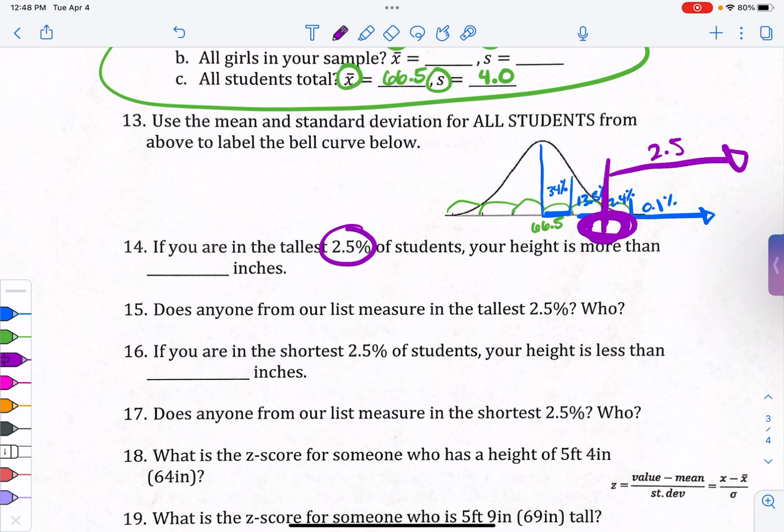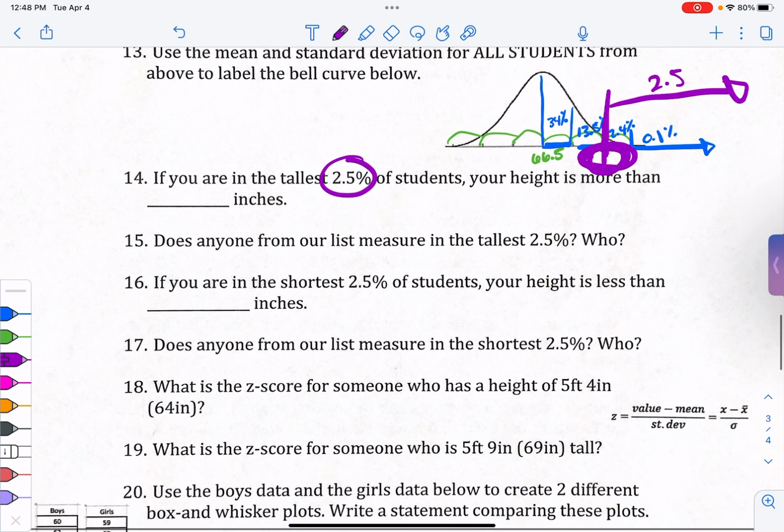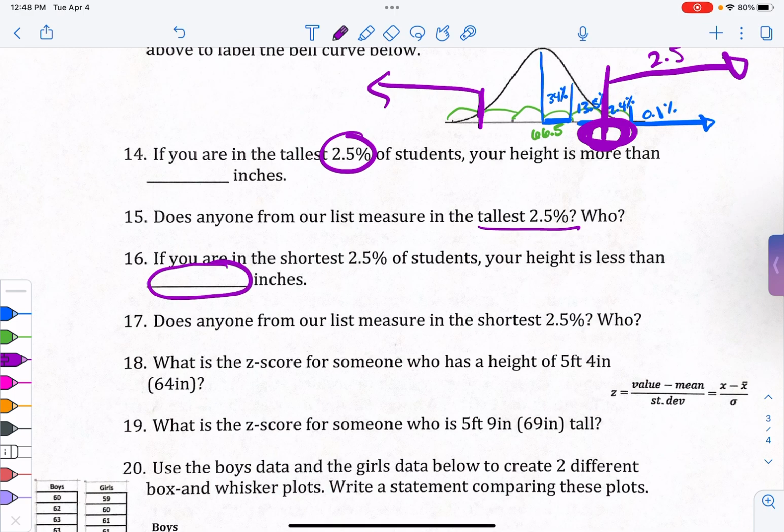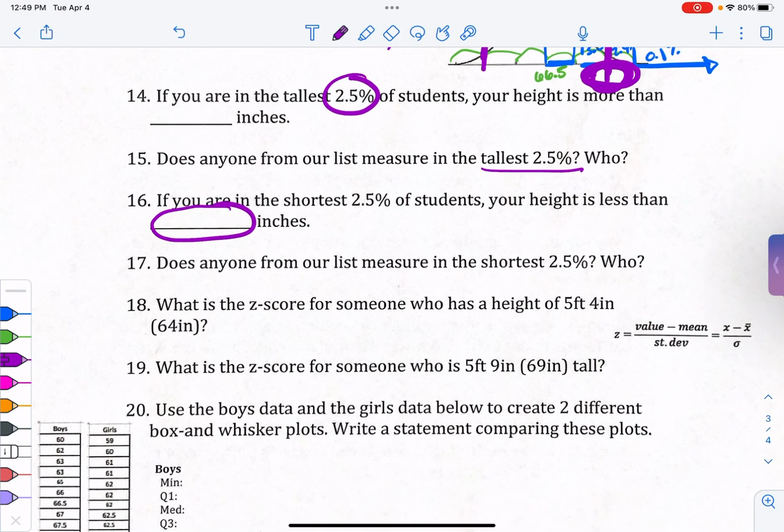So if you are in the tallest 2.5%, you are more than this many units tall, okay? So you're going to fill that in. And then look at our list. Does anybody measure in the tallest 2.5%? I don't know. Maybe they do. And if they do, who are they? Then do also the shortest 2.5%. So from that marking on down, how many inches tall would you have to be if you're in the shortest 2.5%? And then does anybody from our list fall into that, okay?